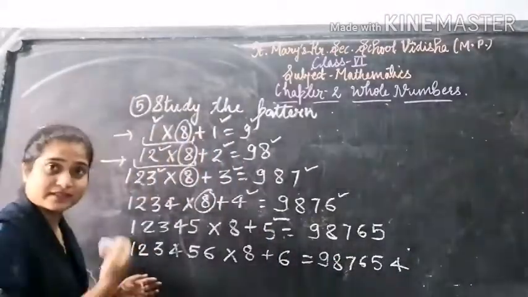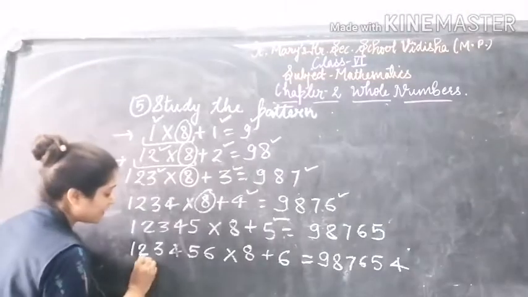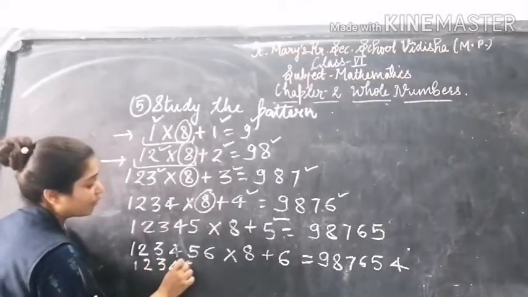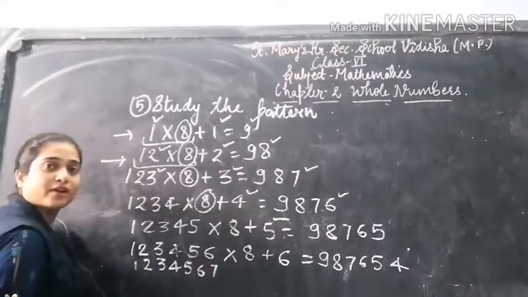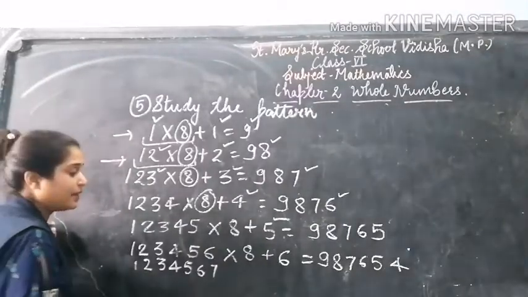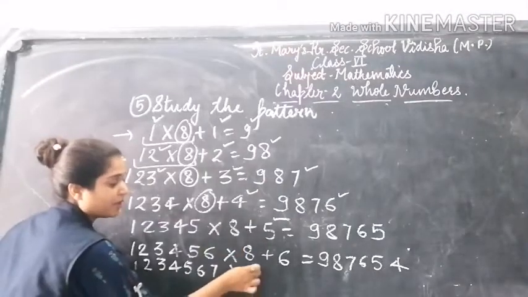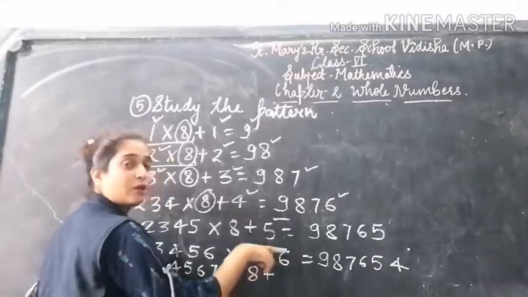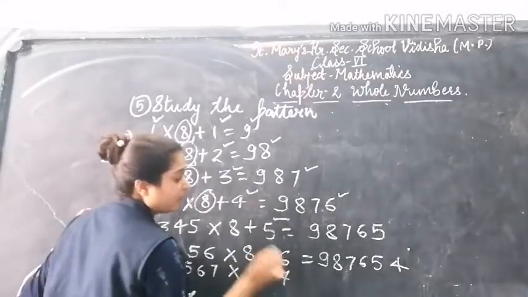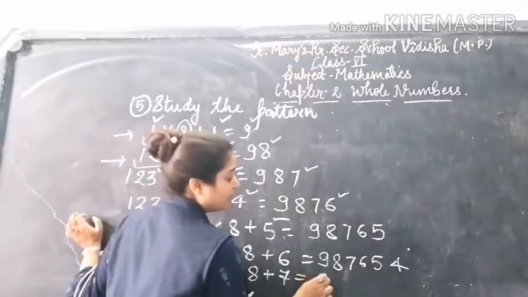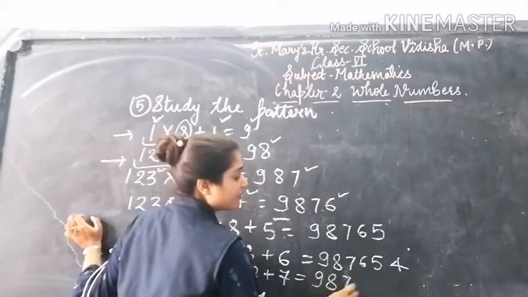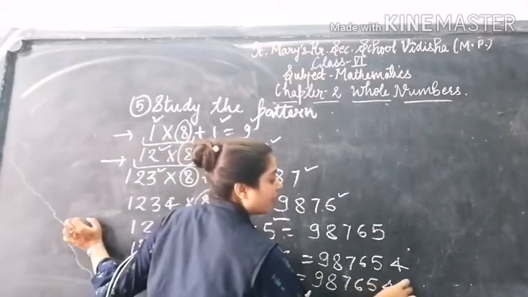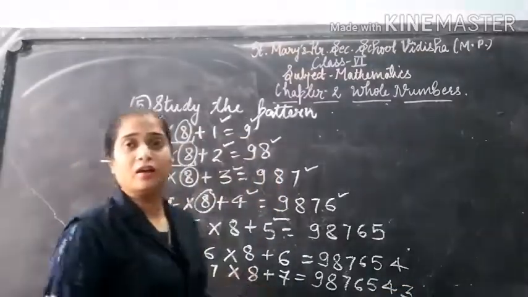Now let us see the next step. What will be the next step? 1, 2, 3, 4, 5, 6 and 7. Into 8 is the same in all the lines, so 8 will be written as it is, plus. What will come after 6? After 6, 7 will come. And what will be the answer? 9, 8, 7, 6, 5, 4 and 3. This will be the answer.